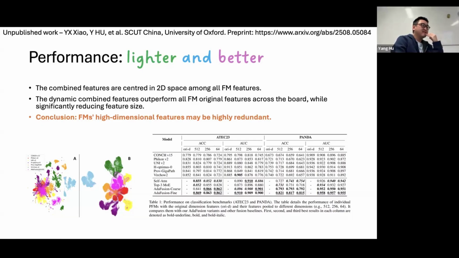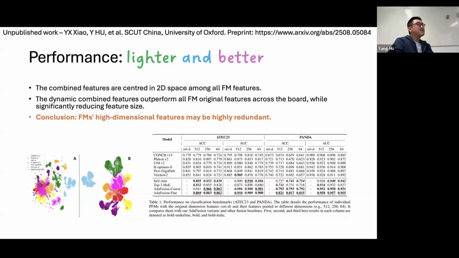The original, you still have to run your slide through 6 foundation models. Yeah. So it's also 4 or 6 times smaller than the original size of the feature space. Yeah. Right. Okay.